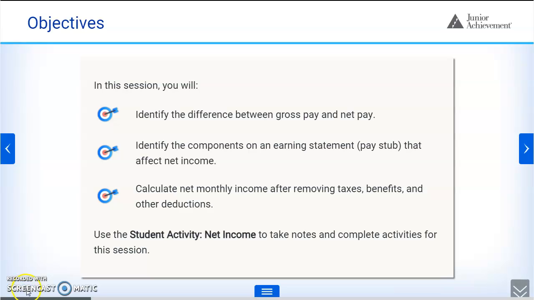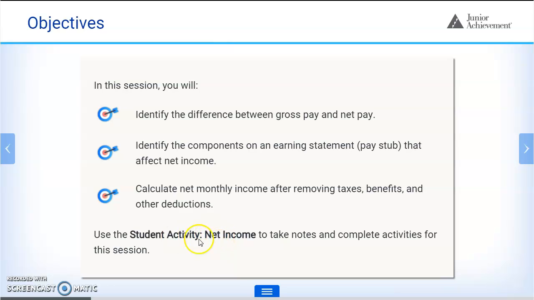Okay, students, now that you have watched the video and completed the warm-up, today's objectives. In this session, you will identify the difference between gross pay and net pay. Second, identify the components of earning statements, pay stub, that affect net income. Third, calculate the net income after removing taxes, benefits, and other deductions.